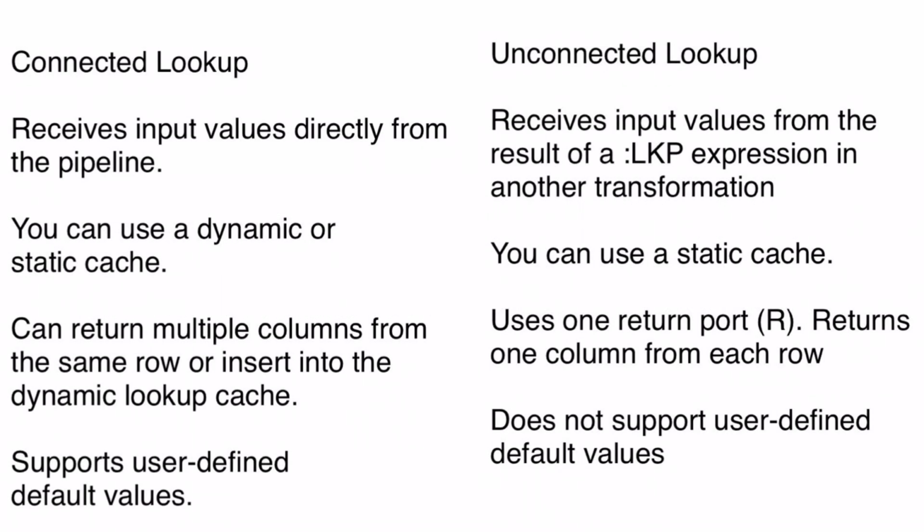In case of connected lookup, it receives input directly from a pipeline, whereas unconnected lookup does not receive it from a pipeline and it is called from an expression transformation. Secondly, connected lookup can be used in case of dynamic as well as static cache, whereas unconnected lookup can be used only in the place of static cache. And the main difference that every interviewer will be looking for is the third point. Connected lookup can return multiple columns from the same row, whereas unconnected lookup can return one column for each row. And then connected lookup supports user-defined values, and unconnected lookup does not support user-defined values.